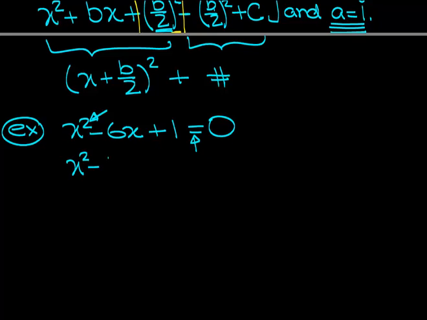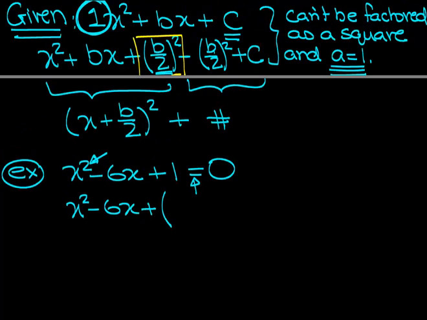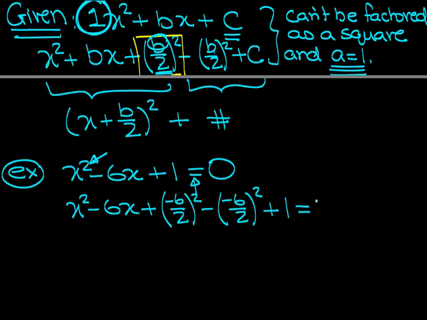So I take x squared minus 6x plus, I take my middle term. Remember, the magic number is what? You take your b, divide that by 2 and square it. My b is negative 6. So you take negative 6 over 2, square it. Since you're adding it, we also have to subtract it. Make sure you put your parentheses. Plus 1 is equal to 0.